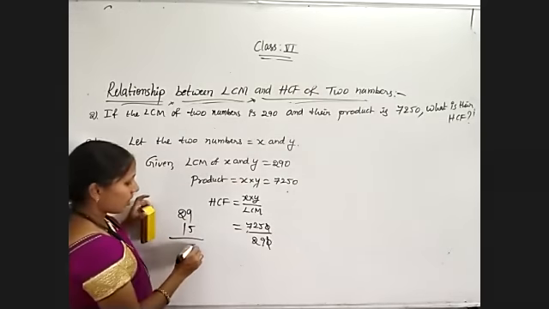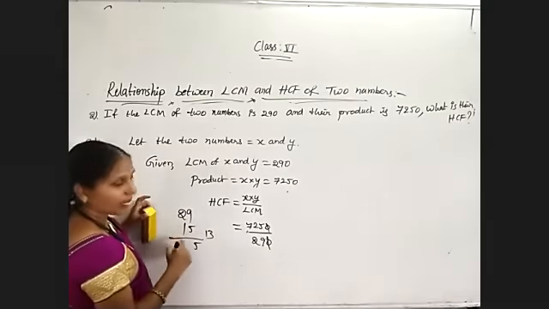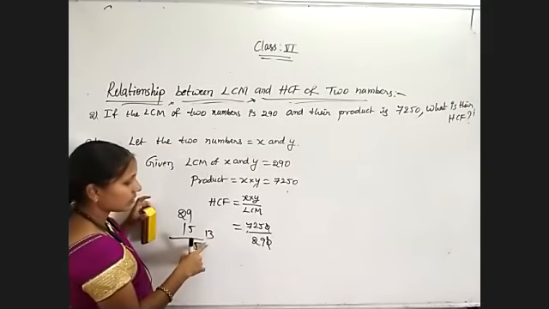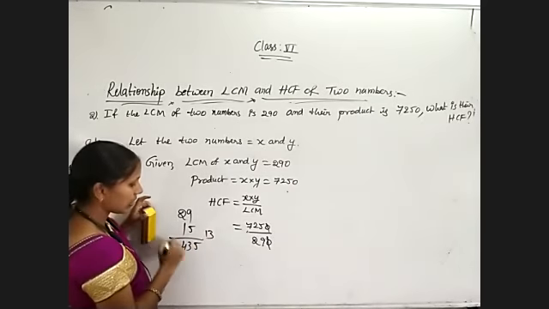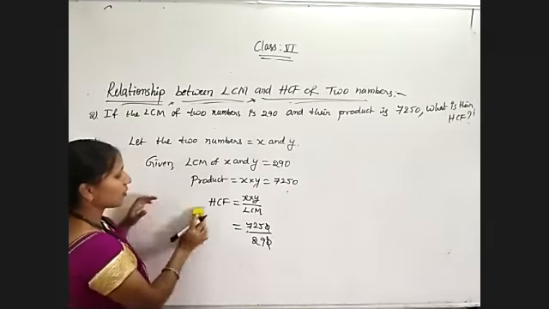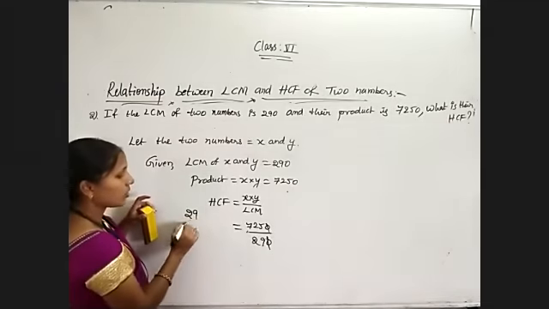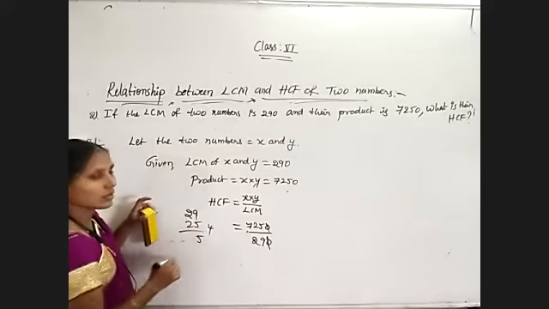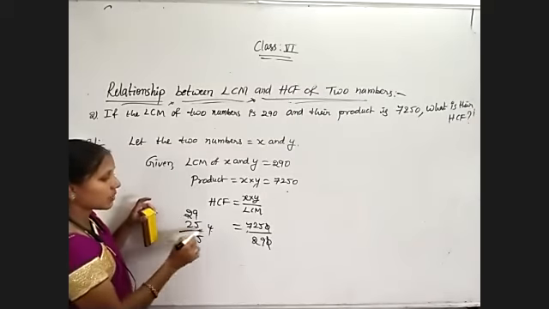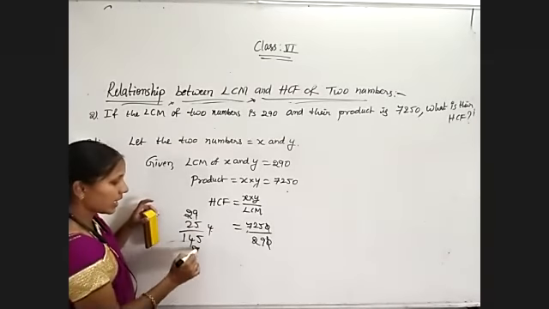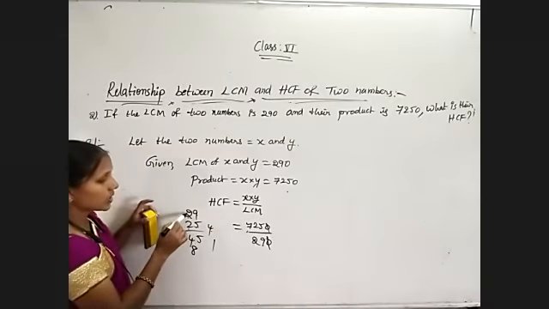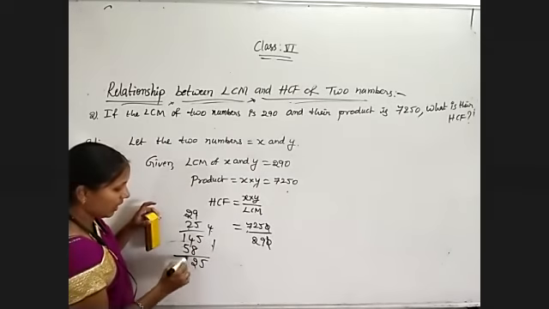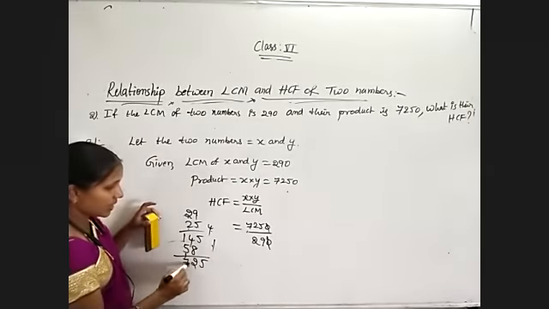15 9s are 135. 15 2s are 30. 30 plus 13, 43 only. So then go for 25. 29 into 25. 5 9s are 45. Okay. 5 2s are 10 plus 4, 14. 2 9s are 18. 2 2s are 4 plus 1 is 5. 5 8 plus 4, 12. 6 plus 1, 7. 725.